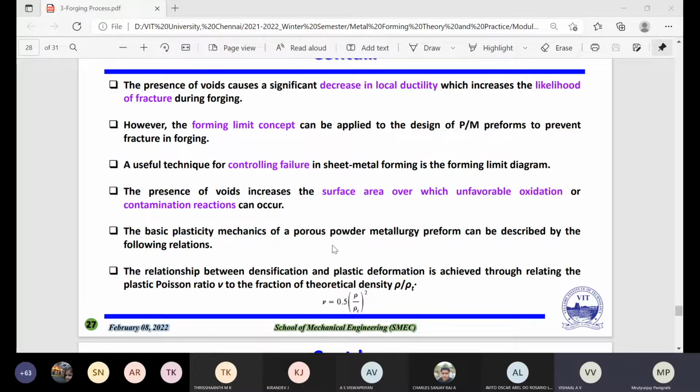The basic plasticity mechanics of a porous powder metallurgy preform can be described by the following relation: the relationship between the densification and the plastic deformation, because you have to think about the densification. Initially it has pores and the volume was big, and finally when you are pressing, you will find a dense material, or maybe the tablet that you are getting. The plastic deformation is achieved by relating the Poisson's ratio to the fraction of theoretical density. So this is the equation: the Poisson ratio equals 0.5 times the actual density divided by the theoretical density, squared. You have to go to that equation when we are talking about the mechanics, right?